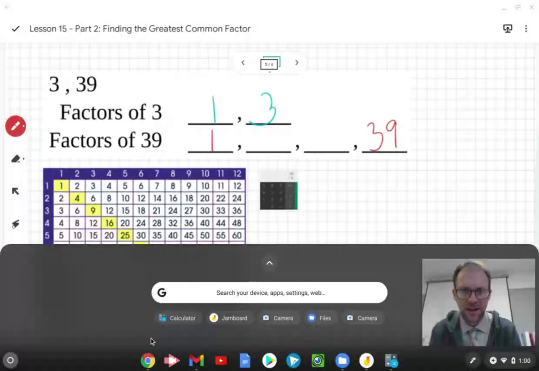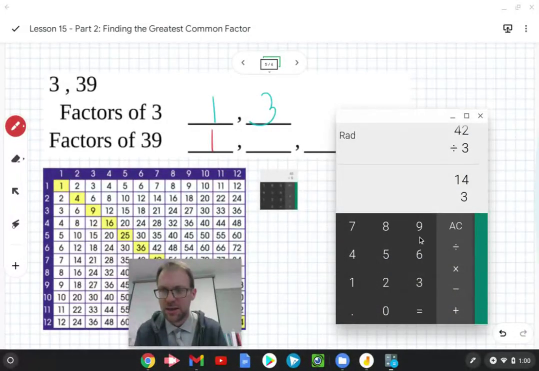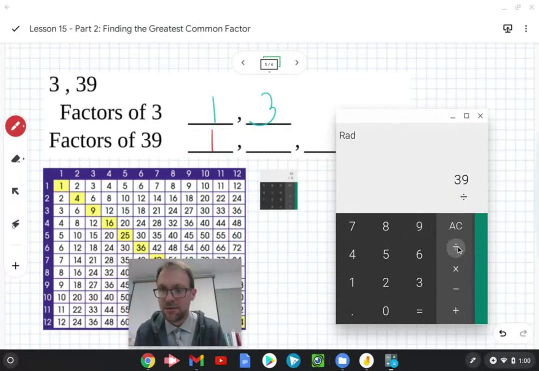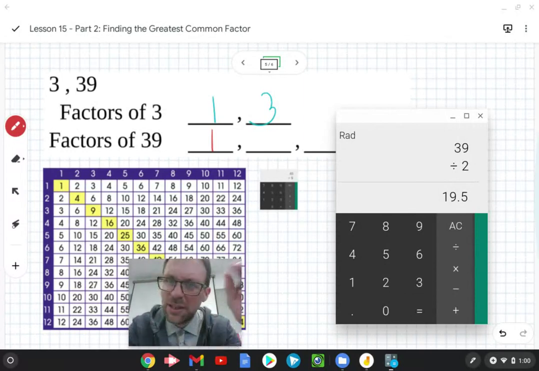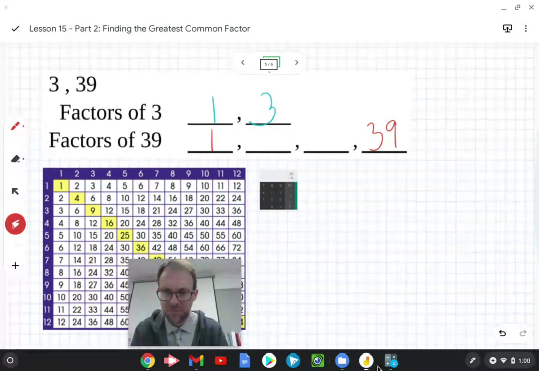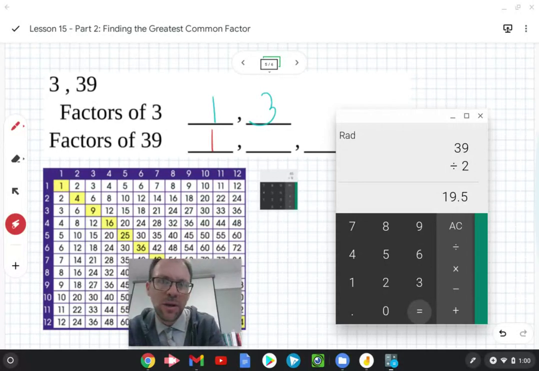I'm going to try my calculator and just start dividing. How about, let's see, 39 divided by 2. 19.5. Well, we're only dealing with whole numbers. If we see a decimal, that means that 39 isn't divisible by 2 or by whatever number you're testing out. You can't have a decimal. You need a whole number answer in order for it to be divisible for factoring numbers. Okay, so 2 doesn't work.